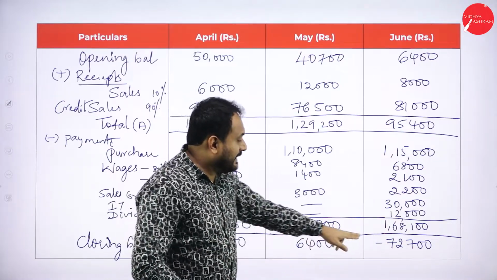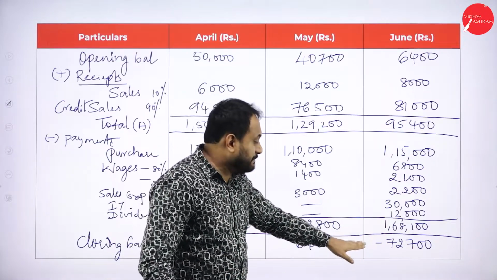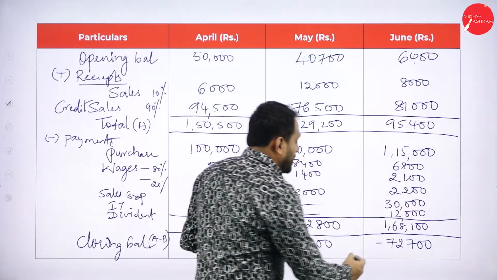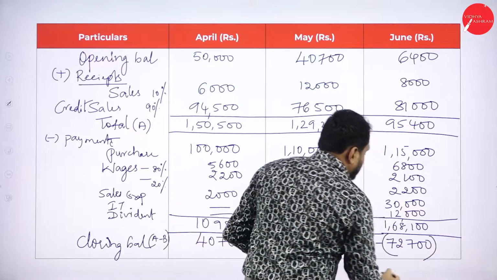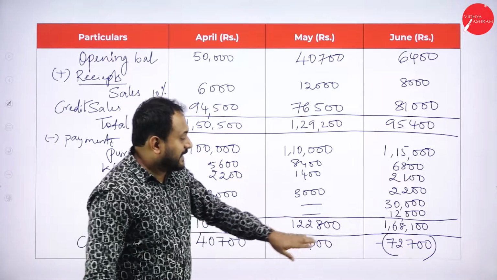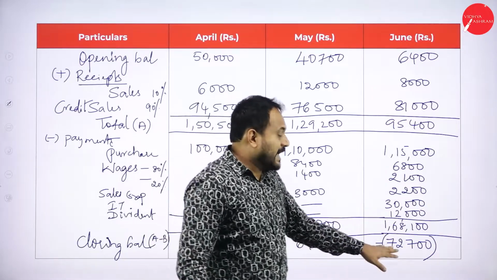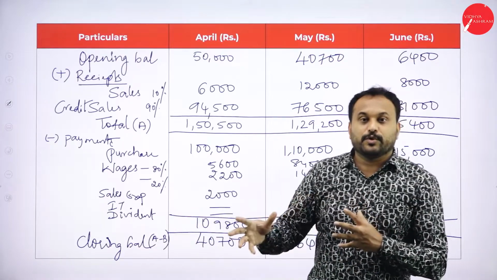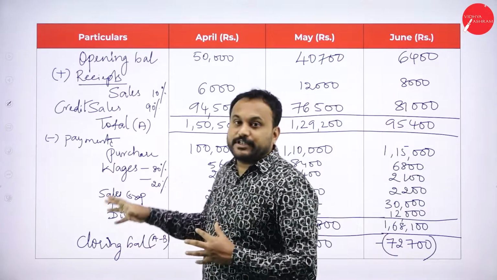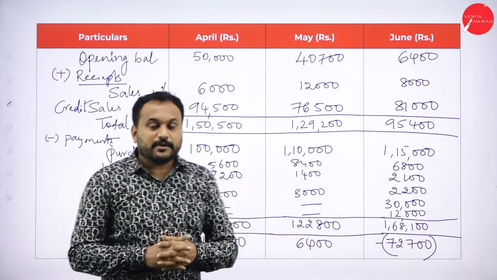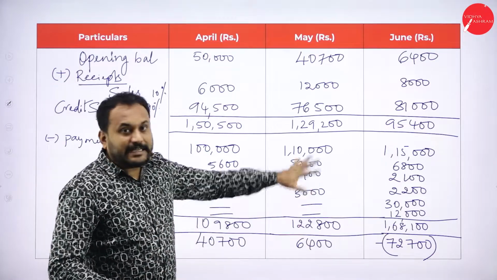See, whenever you get a negative here, students, instead of writing minus, what I insist is write the bracket. Don't write the negative, write the bracket. The minute you write the bracket, it is known that you don't have cash, you are supposed to go for overdraft. This is what the cash budget of the second problem is all about. Now, understand each and every entry.